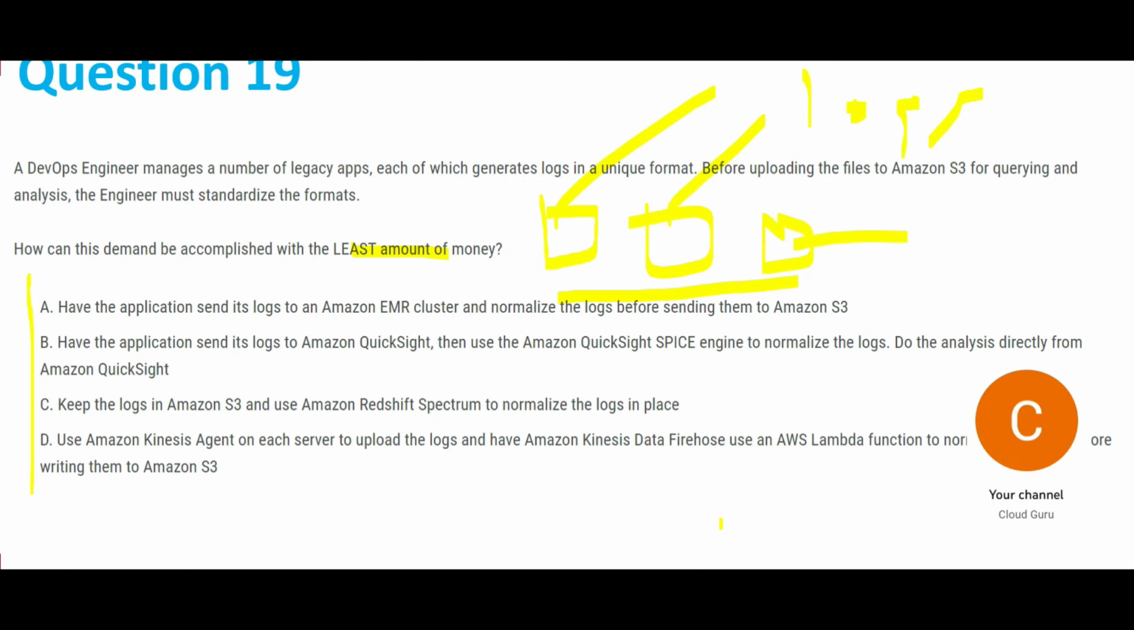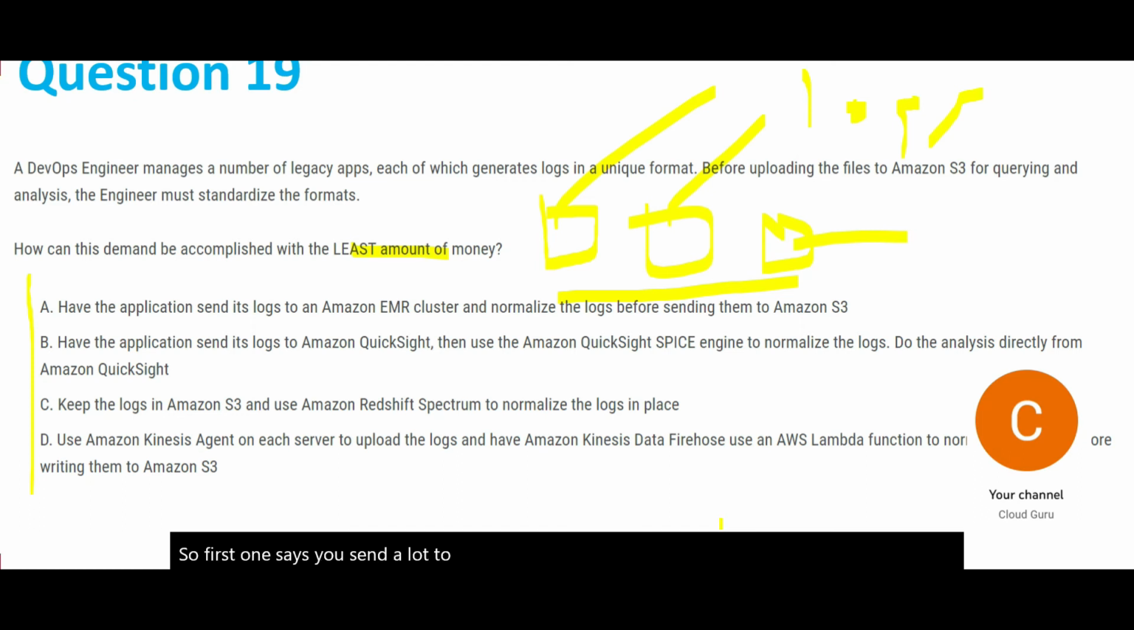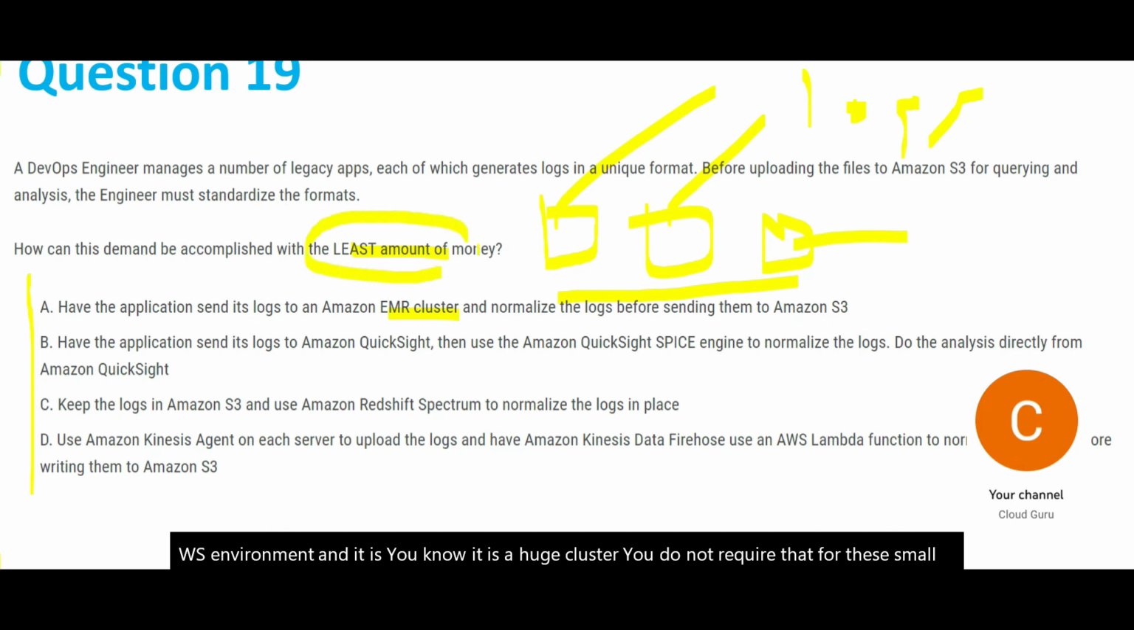So first one says you send the logs to an EMR cluster. EMR cluster is the most expensive thing in the AWS environment, and it is a huge cluster. You do not require that for these small logs. So A is totally ruled out because it is going to cost you a big amount of money and not a small amount of money. You want a cheap solution.